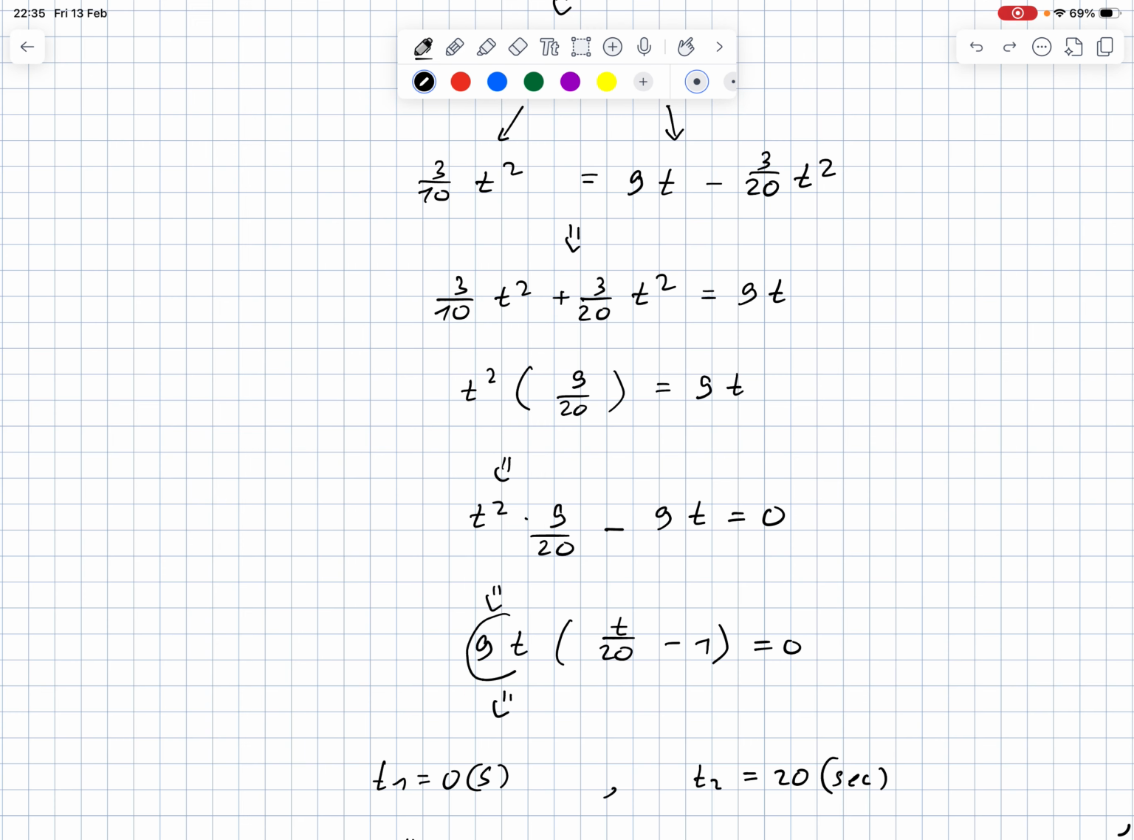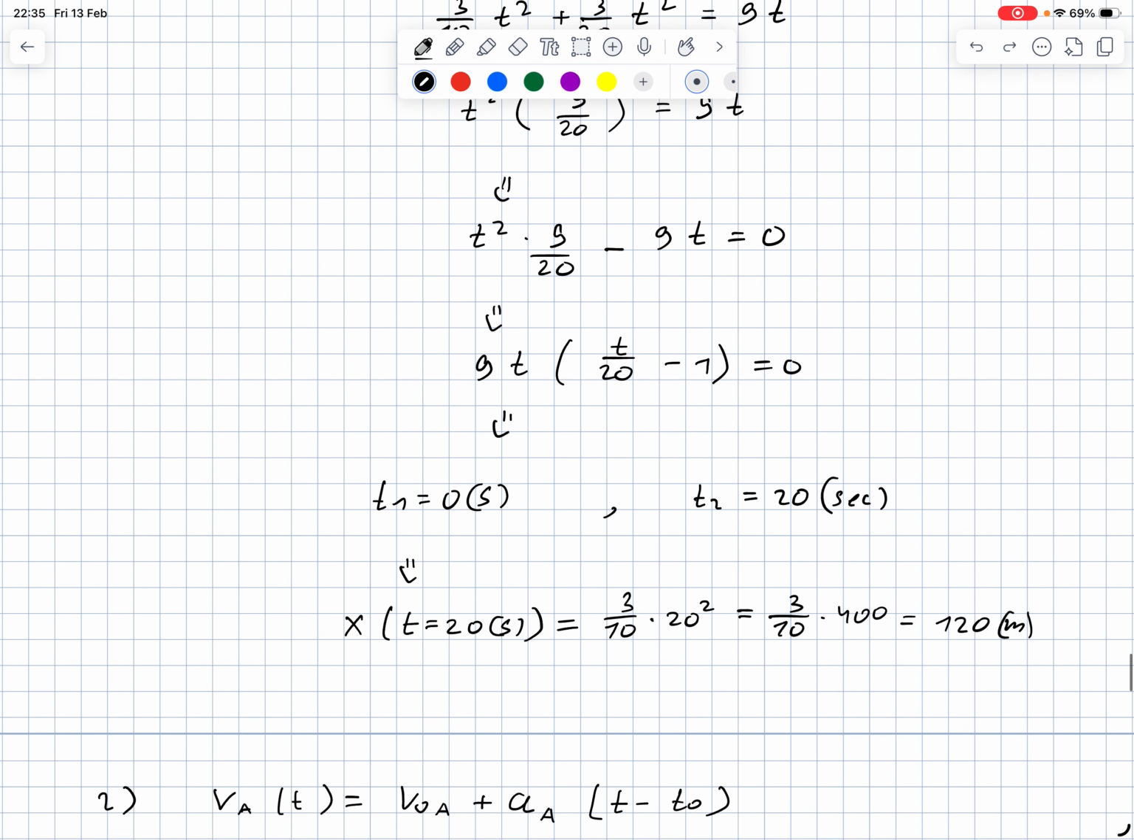Okay, this part will give us a very trivial solution, which of course we know was actually given in this question, that at time 0 seconds they have the same position, xA0 equals xB0 equals 0 meters. We know that, but we need to find when they actually pass again. So this second part will give us the second time. I mean, this part gives us this result, that at time 20 seconds, they have the same position.